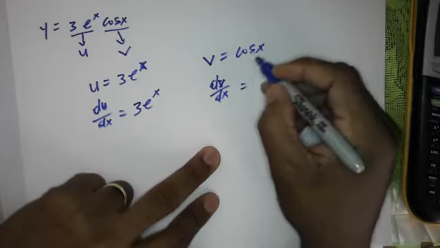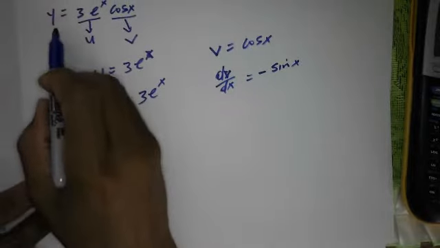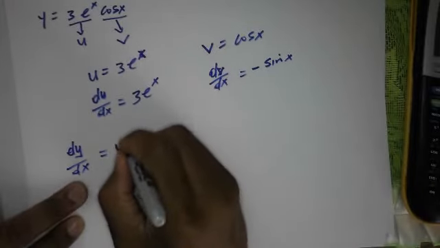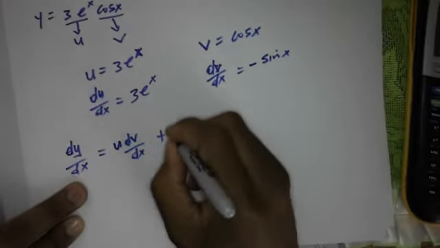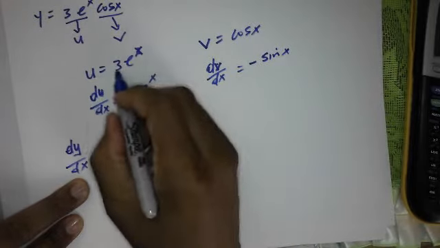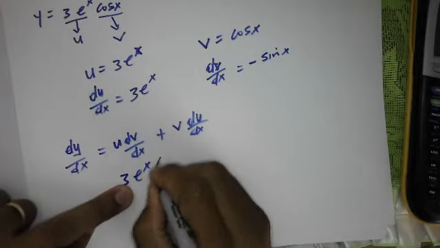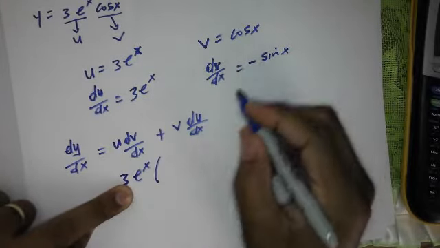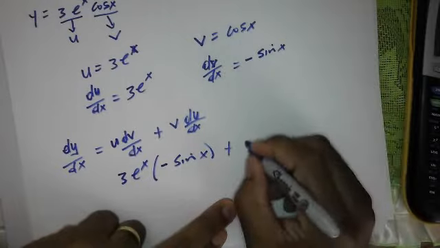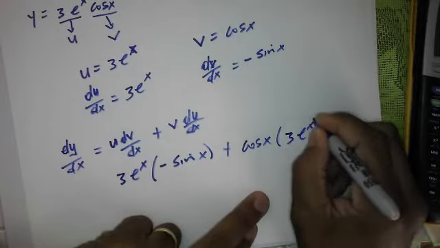Okay. Now dv by dx, when you differentiate cos, that is negative sine, so that would be negative sine x. Alright. So therefore, differentiating the entire thing here, dy by dx is equal to u dv by dx plus v du by dx. U is our first function. Here is u. So that would be 3e to the x times dv by dx. Here is dv by dx. That is negative sine x. Plus v. Here is v. Cos x times du. 3e to the x. Alright.